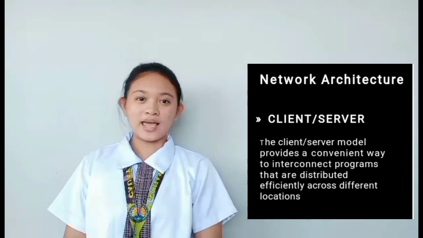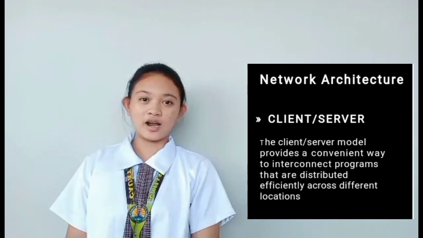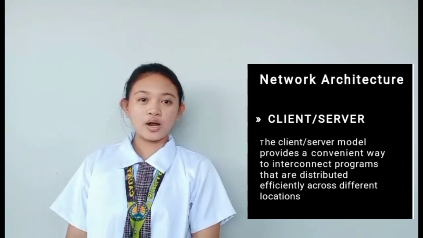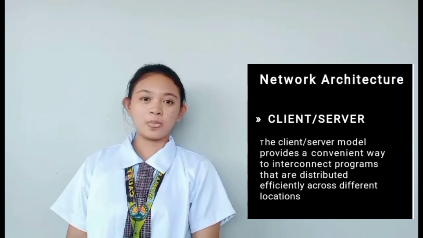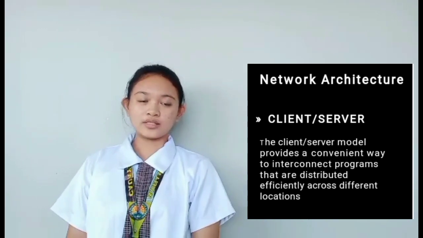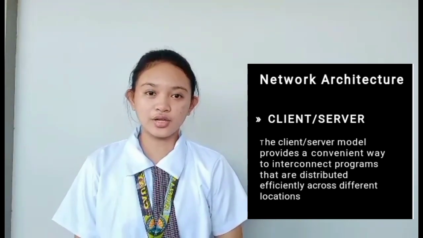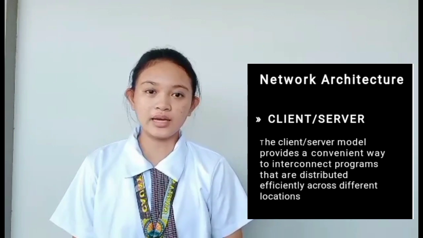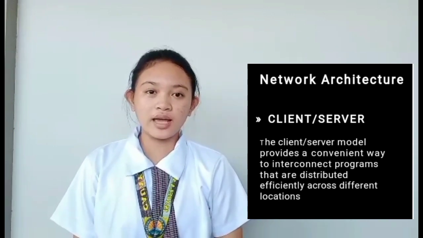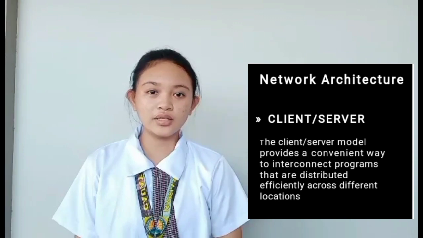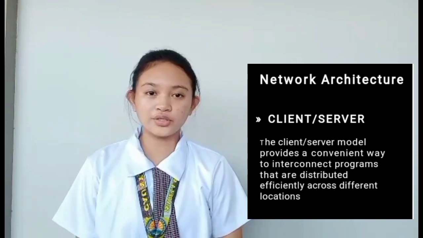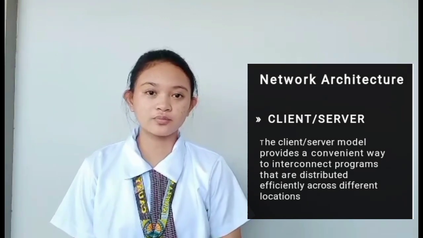Next is the network architecture. First, let's talk about the client-server. Client-server describes the relationship between two computer programs, in which one program, the client, makes a service request from another program, the server, which fulfills the request. Although programs within a single computer can use the client-server idea, it is a more important idea in a network. In a network, the client-server model provides a convenient way to interconnect programs that are distributed efficiently across different locations.